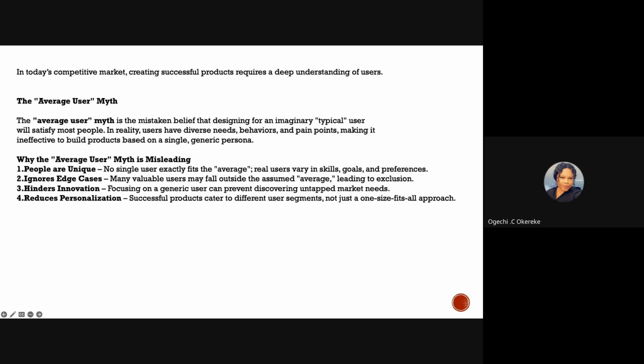From the little you said now, I get to understand that there are some consequences in believing in the average user.